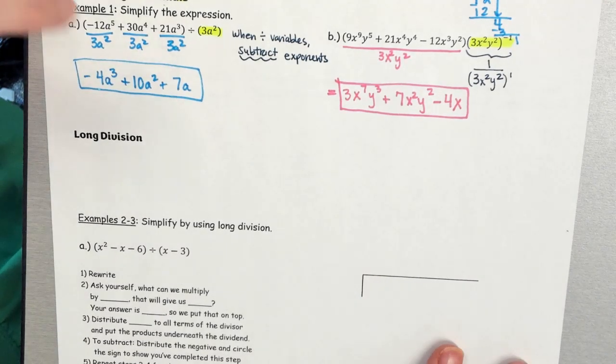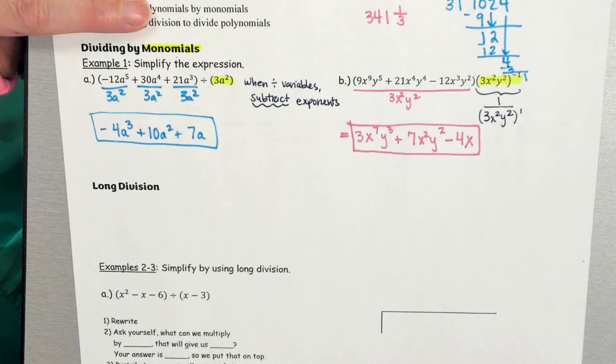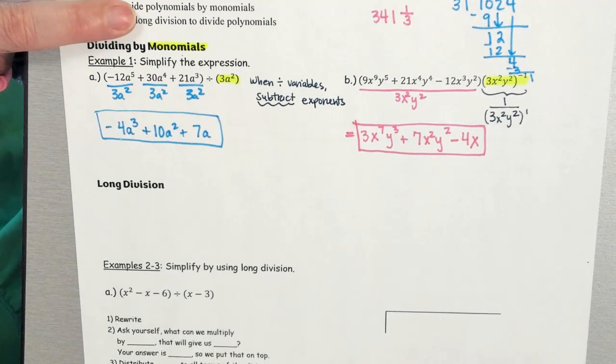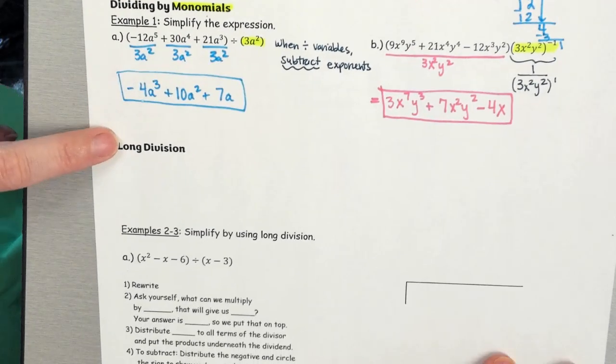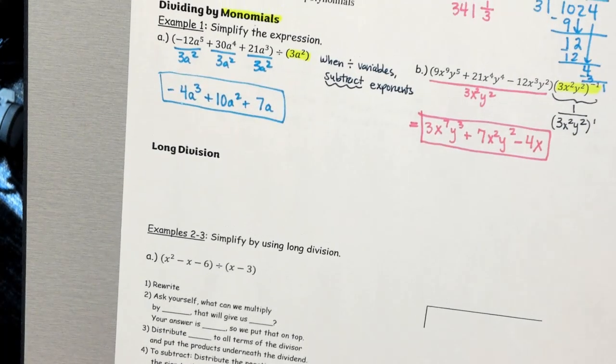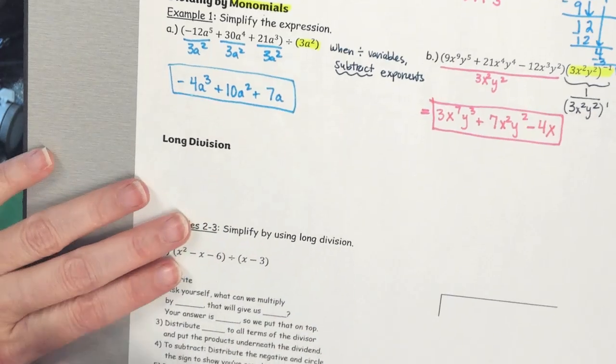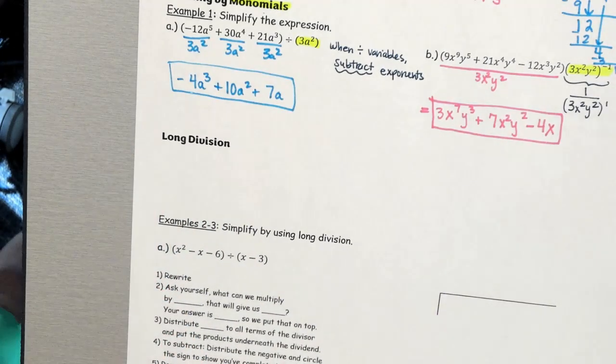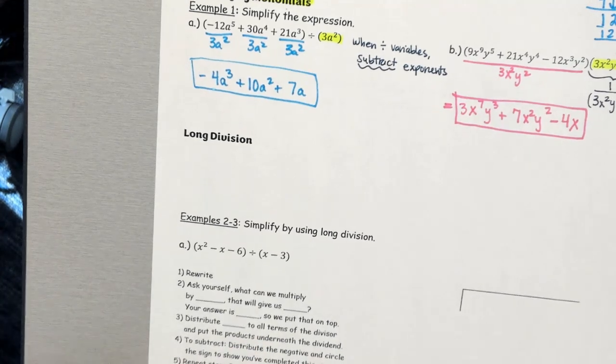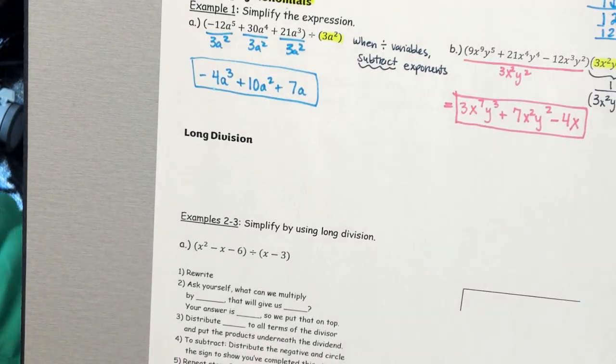Okay, so you can do this when you're dividing by monomials, but we're also going to learn how to divide when you have a binomial. Next year, you'll even divide by some trinomials. So when you're doing long division, we're going to be using some certain terms, so we're going to make sure we understand which each one represents.